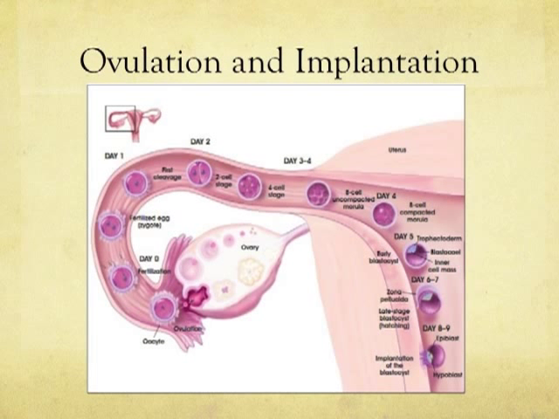This photo sums up the process by showing us the ovum on the far left side going through each phase day by day, including fertilization, when the cell divides, all the way up until implantation.